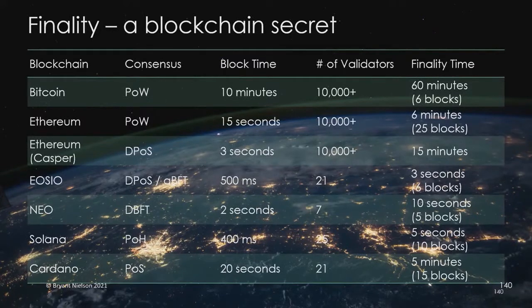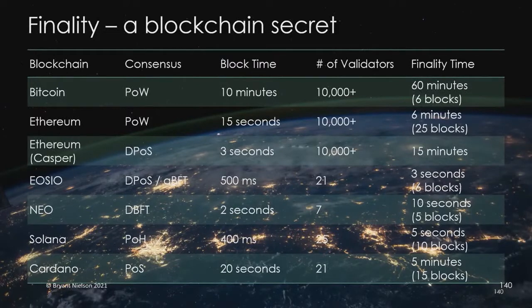You have NEO that comes in, or EOS.IO. They do a half second. They have 21 validators. It takes 10 seconds in the existing protocol to come to finality. They have a new protocol that comes out, again, every half second, 21 validators, and they actually achieve 3-second finality. You have NEO, same thing, essentially 2-second block times, 10-second finalities.